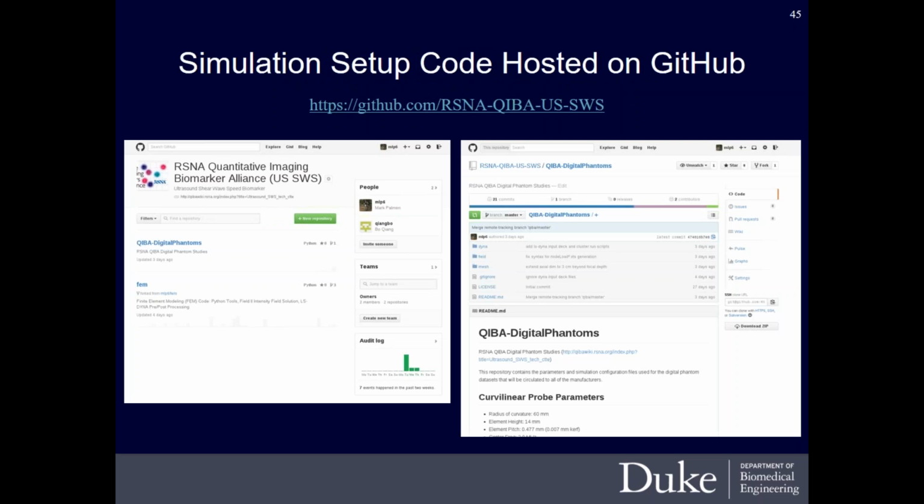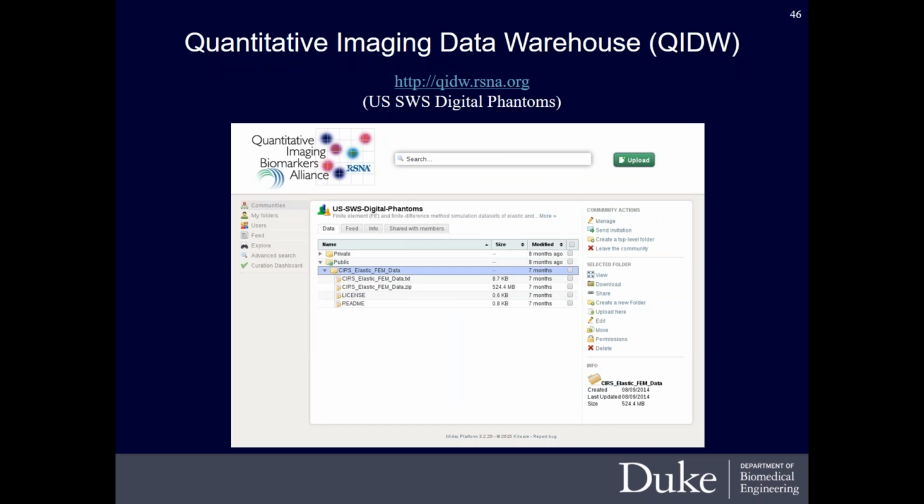All of the data for the digital phantom studies, both the code used to generate a lot of it and the data itself, is hosted for free online. There's actually a GitHub group associated with a lot of the setup scripts to run these simulations, both using Abaqus and LS-DYNA. That's freely available for people to download. The digital phantom data itself is being hosted on the Quantitative Imaging Data Warehouse that the RSNA sponsors, and we have a group up there, the Ultrasound Shear Wave Speed Digital Phantom Group. Again, all of those data can be downloaded. They're easily accessible in an environment like MATLAB, or can be read into Python or even R for analysis.